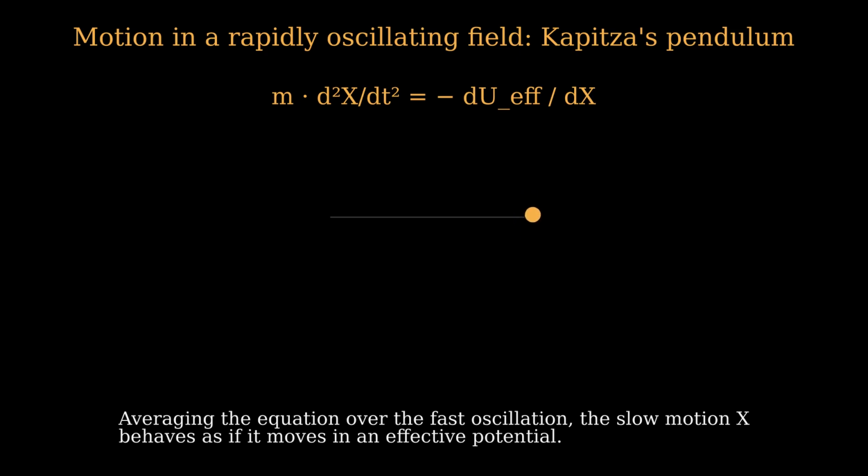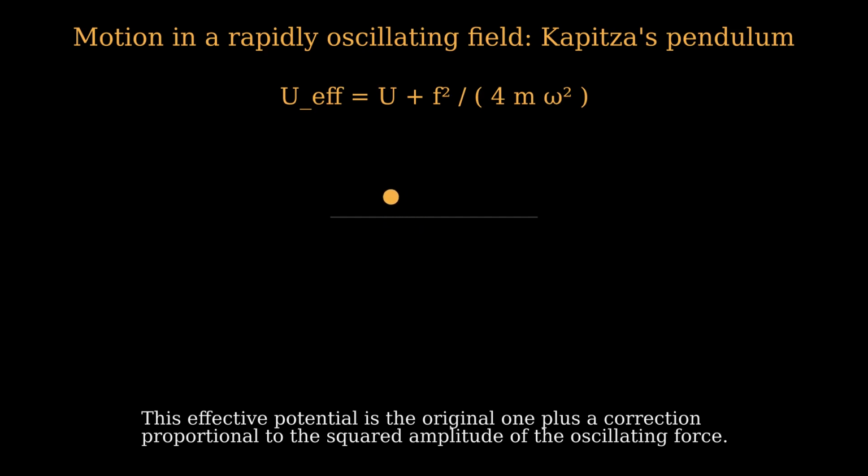Averaging the equation over the fast oscillation, the slow motion x behaves as if it moves in an effective potential. This effective potential is the original one plus a correction proportional to the squared amplitude of the oscillating force.